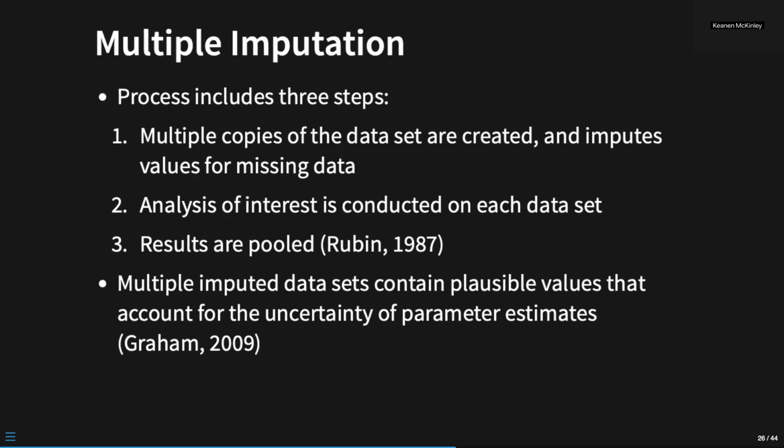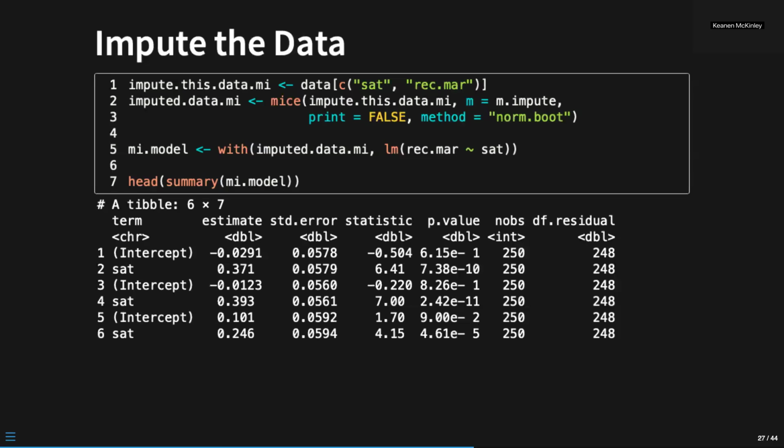Multiple imputation is another modern approach. I'll spend a couple more slides on this one because I think it's easier to visualize. What we're doing is taking the incomplete data set, making copies of it, and then imputing data within those different data sets. Then we do our analysis of interest on each of those data sets, and pool the results together to get our plausible values.